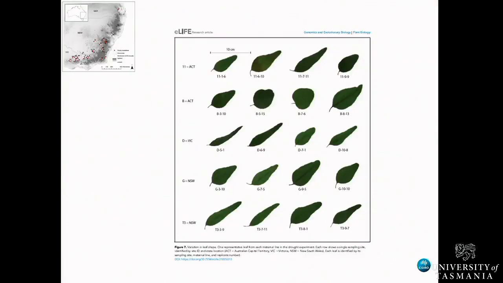And I just wanted to put this up. This is some more work that Megan did in her paper that shows you the diversity of what we're dealing with in this species. So these were just representative leaves from maternal lines that she'd stressed by drought. And this is yellow box. This is the morphological variation in yellow box. So it's not surprising that people find it hard to identify in the field.